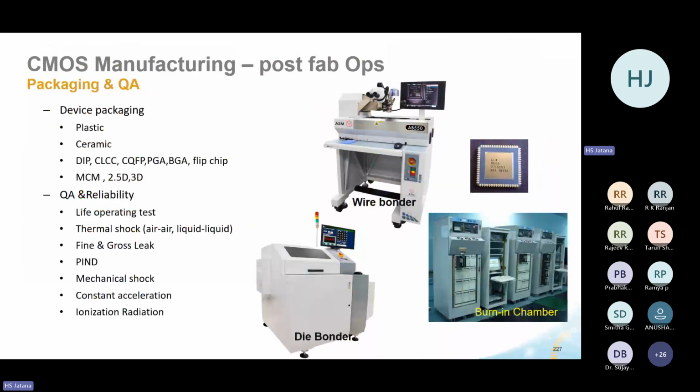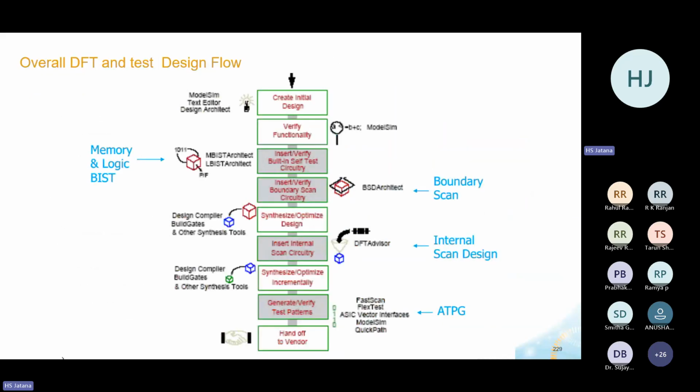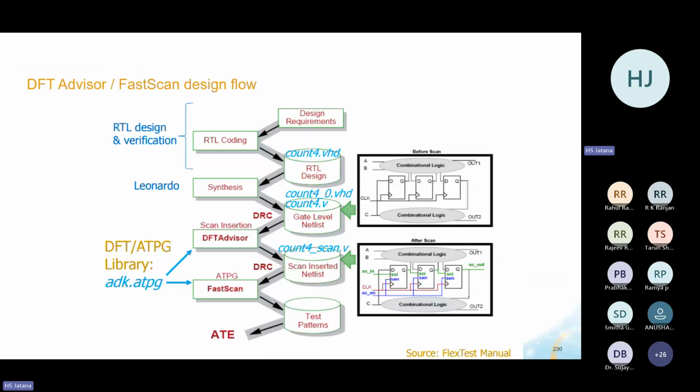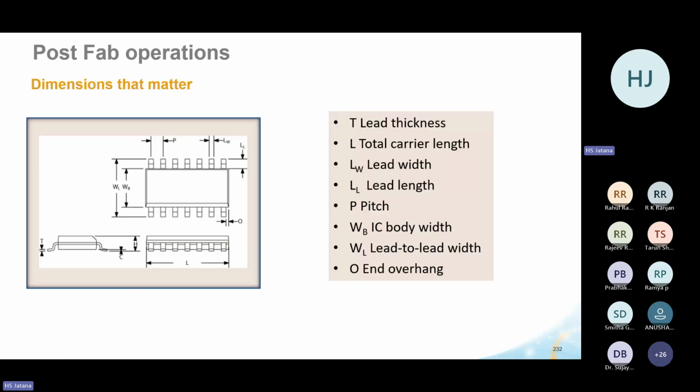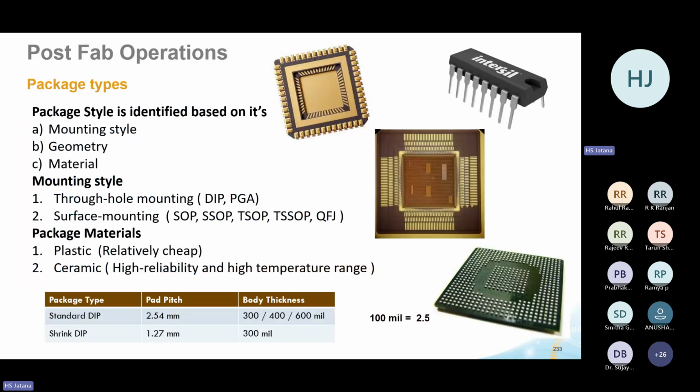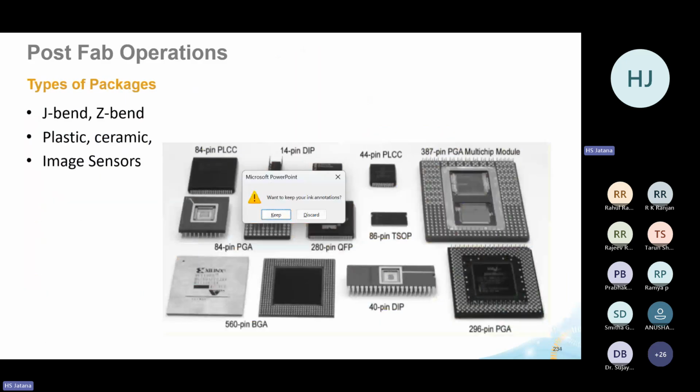And for packaging, you need a wire bonder, a die bonder. First with the die bonder, the die is placed and bonded, then wire bonding to make the contact, then burn-in chambers and things like that. So these are the different types of equipment which are being used. So I will skip some of these things. So these are the different types of packages. So I will stop this.